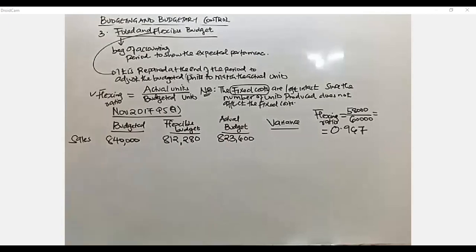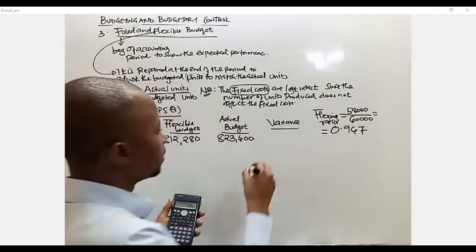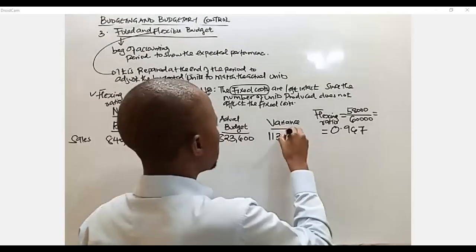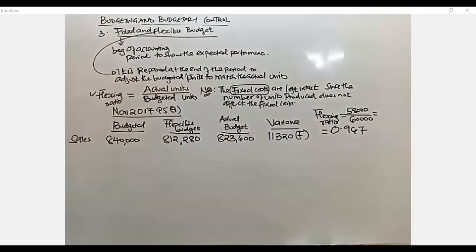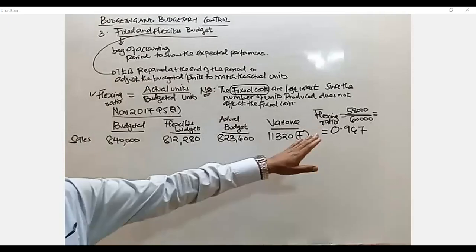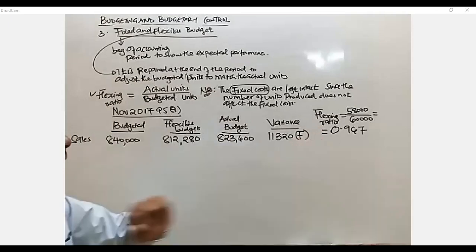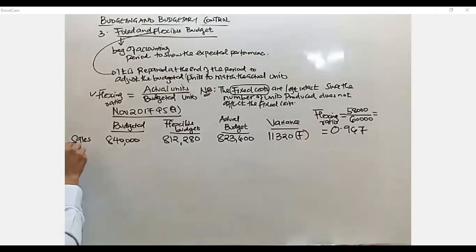So it's 823,600 minus 812,280. Here I get 11,320. We normally call it favorable, F under the variance analysis. This is favorable. It means I'm very happy I sold more than what I budgeted. Let us less our costs, and we are going to be starting with the direct material.